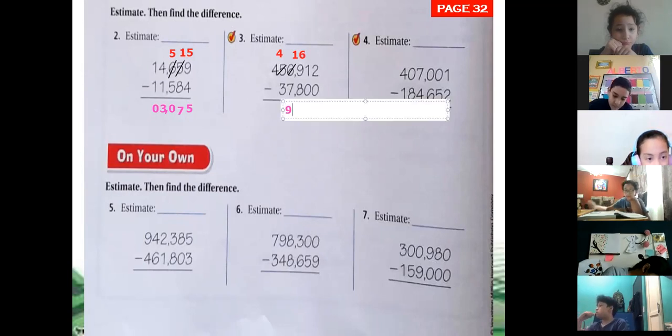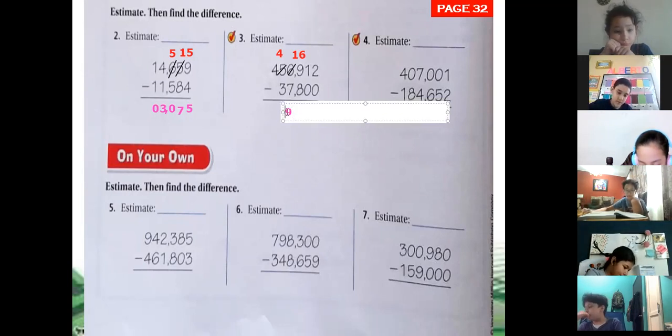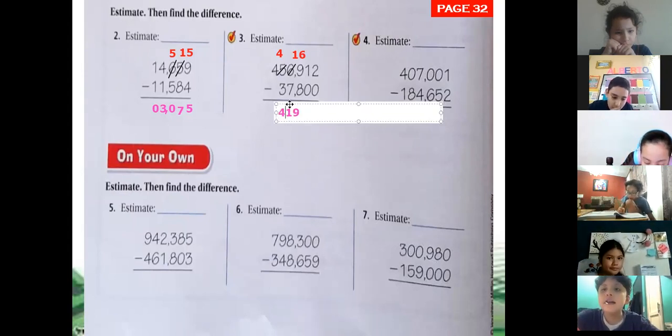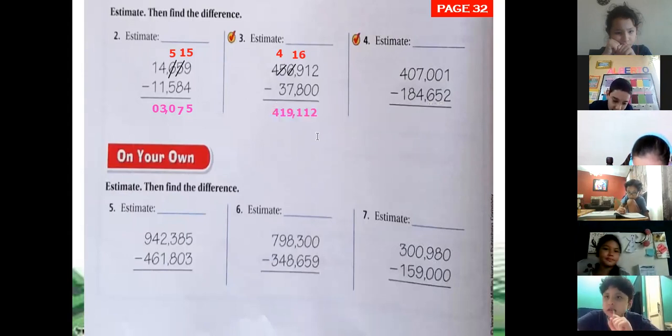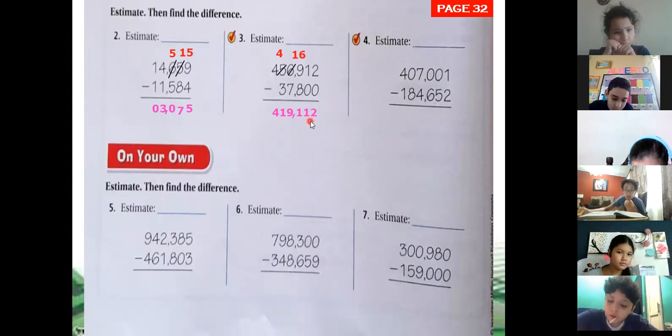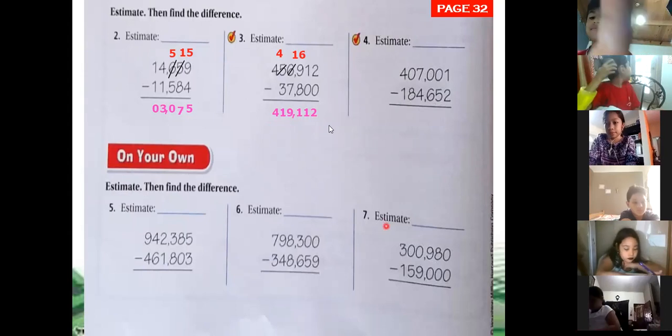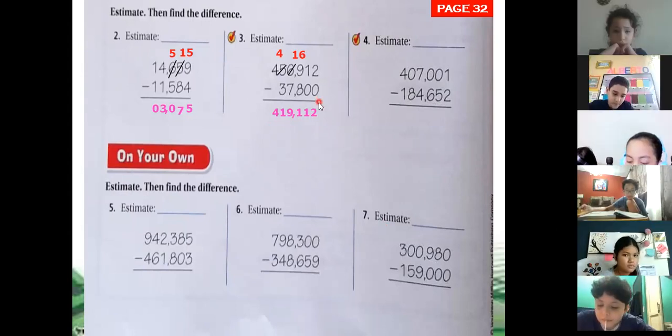So we write number 9, and we subtract 4 minus 3. 1. That's right. 4 minus 3, 1, and 4 minus 0 equals 4. So we have our answer: 419,112. Excellent. So don't forget, when we can subtract 2 minus 0, we subtract.